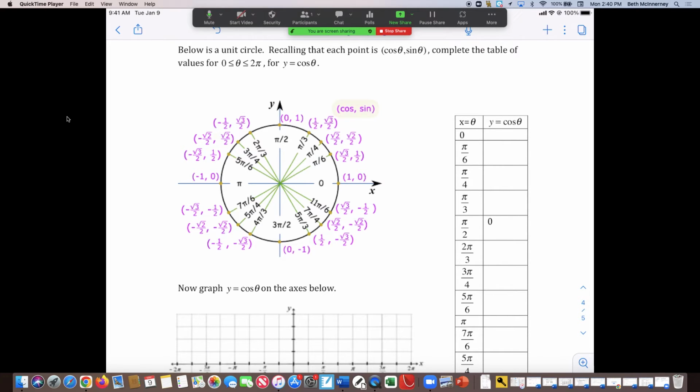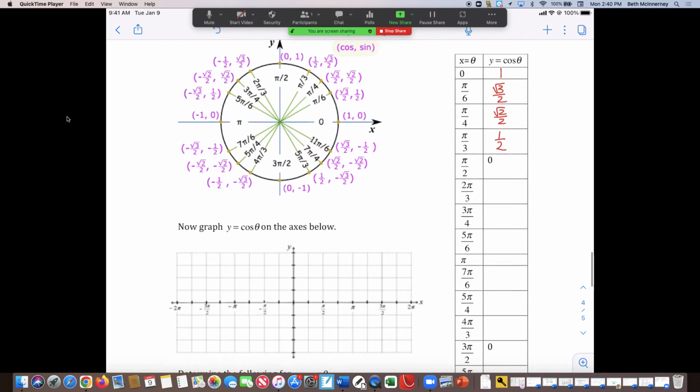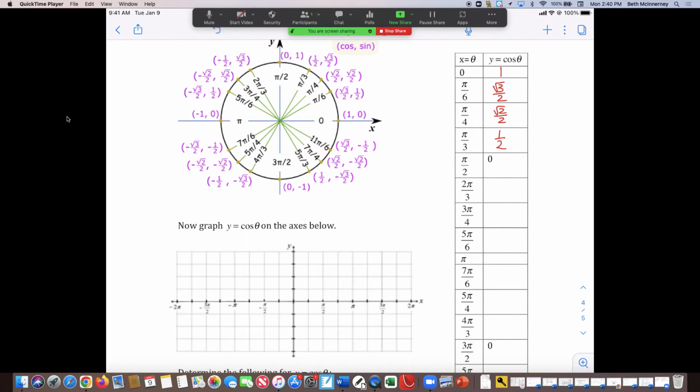If I have y equals cosine theta, I am interested in the x values around the circle. So the cosine of 0 is 1. The cosine of pi over 6 is radical 3 over 2. The cosine of pi over 4 is square root 2 over 2. The cosine of pi over 3 is 1/2. And the cosine of pi over 2 is 0. Go ahead and finish the table.